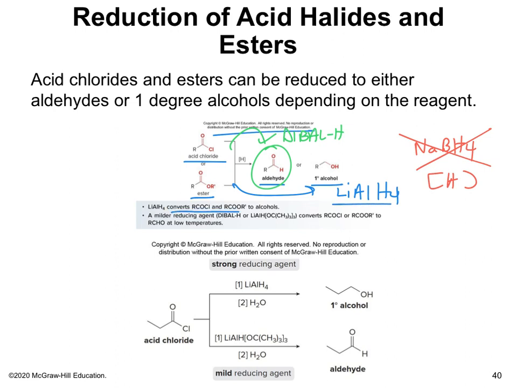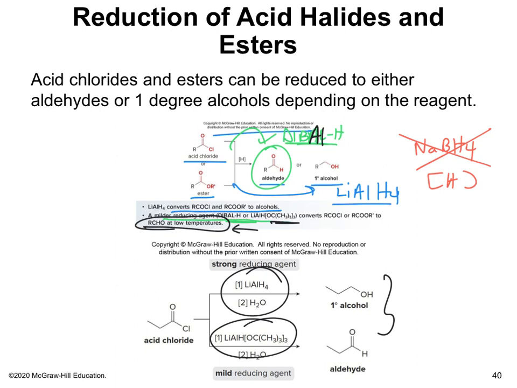Lithium aluminum hydride will convert the acid chlorides and esters to alcohols. A milder reducing agent like DIBAL, still aluminum based, converts the acid chlorides or carboxylic acids to the aldehydes, and you have to do this at low temperatures. This is what these two different reagents are showing you. And you don't have to know all these derivatives. If you know one like DIBAL-H, that works for me.